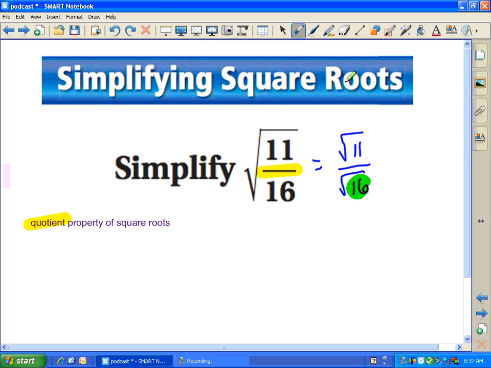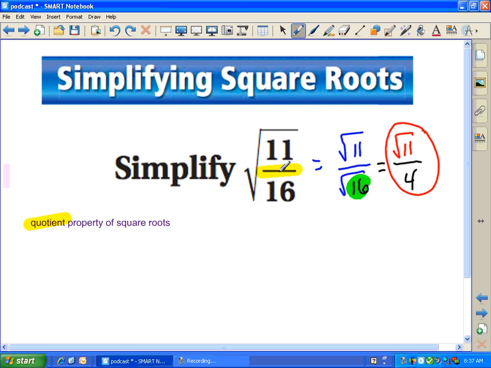I have a perfect square. The square root of 16 is 4. 11 is an irrational number. You cannot break 11 down any farther by the square root because you get a decimal. It's not a perfect square. So since it's not a perfect square, I'm going to leave it the square root of 11. I cannot simplify anymore. This is my answer, the square root of 11 over 4.